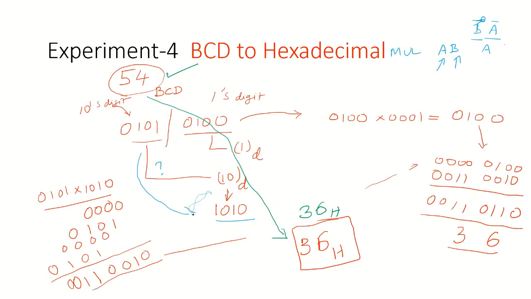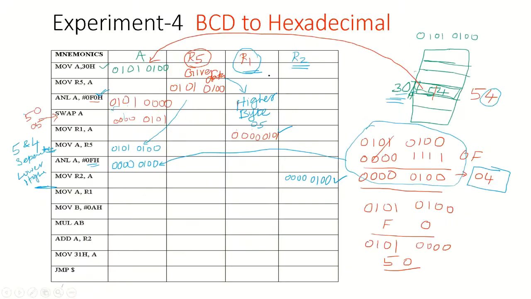In order to do that, you want to store one number in the accumulator and one number in the B register. This is most important. That is why you are moving. You are storing one number in the accumulator. What number? The number available in R1. What is in R1? The higher order byte, which is 5. So that is stored here.